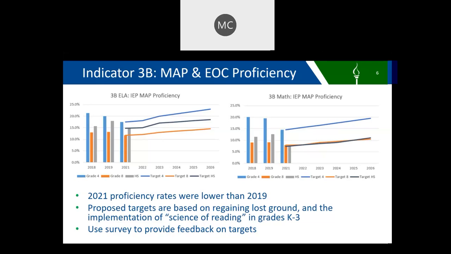Overall, the 2021 results were lower than 2019, presumably due to COVID-19. In general, the proposed targets are based on a couple of factors. First was to get back to 2019 proficiency levels within 2 or 3 years, but where there were larger decreases, we set the final year closer to 2019 levels. Second, due to the planned science of reading work to be implemented in kindergarten through grade 3, we made the 4th grade ELA proficiency targets a little more aggressive than other grade levels or content areas.